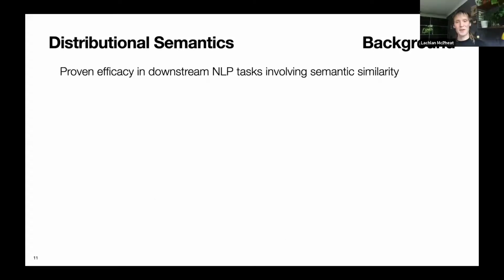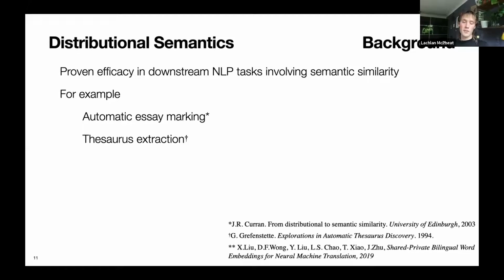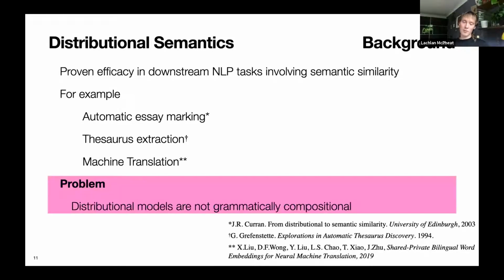And they're also useful, which is what I want to go to next, in what we'd call downstream NLP tasks, natural language processing tasks. So for example, automatic essay marking uses word embeddings. Thesaurus extraction uses word embeddings. Machine translation uses word embeddings. So there's a lot of machinery that depends on distributional models. But these models also have a problem, and that's that they are not grammatically compositional. You can compose the vectors in these models in some way, but usually it doesn't make sense in a grammatical setting.